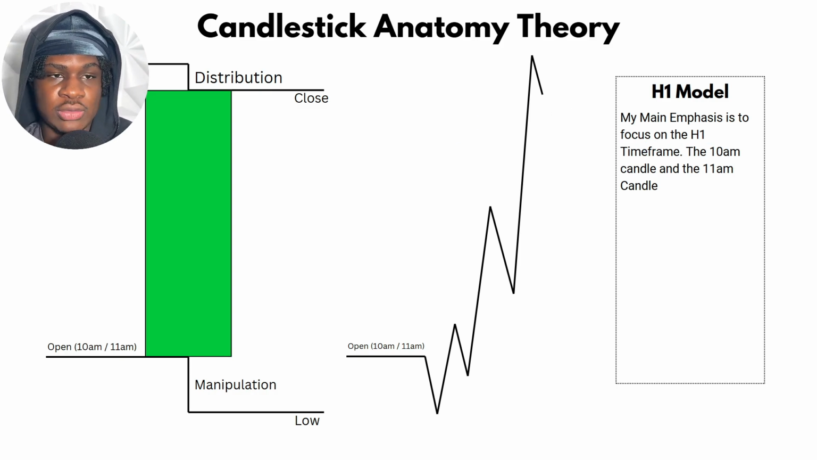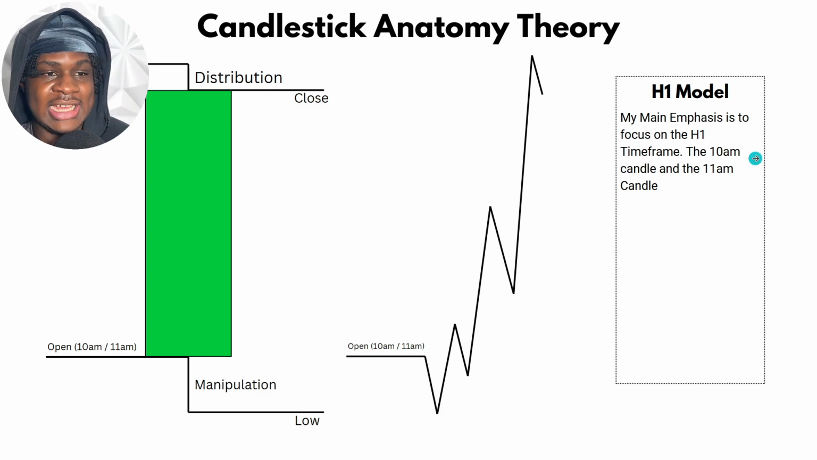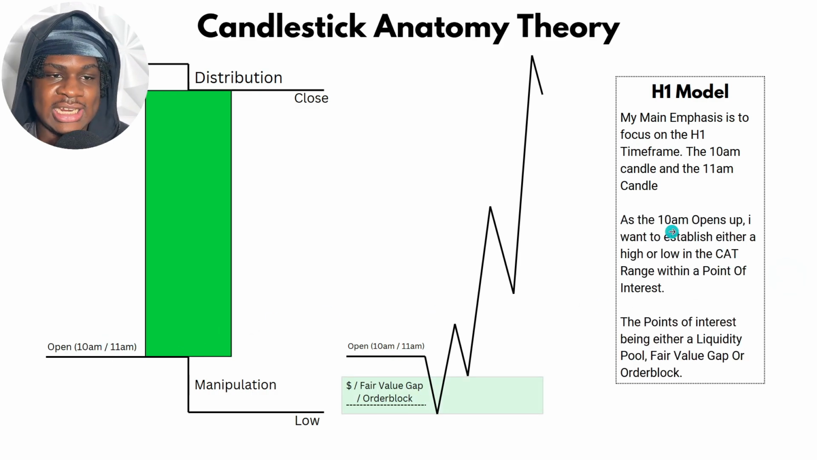Specifically, the macro times that I prefer the best are the 10 a.m. candle to the 11 a.m. candle. So this opening price is either the 10 a.m. candle or the 11 a.m. candle. When the candle opens up, I want to establish either a high or low in the candle range within a point of interest. And that point of interest can be either a liquidity pool, fair value gap, or order block. After we get this 10 a.m. open and then we see this drop lower, we want to see it drop into one of these 3 things.